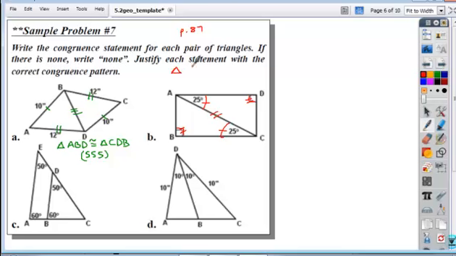Again, you can start with either triangle. I'm going to choose ABC just to make it easy. So A is the angle with no markings, so it corresponds to C. B is the right angle, so it corresponds to D. And then finally, C is the angle of 25 degrees, so it corresponds to A. The pattern was 2 angles and a non-included side, so AAS.